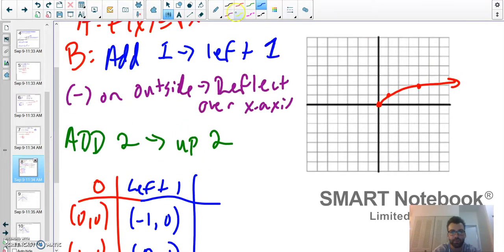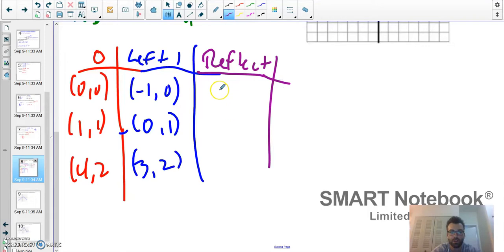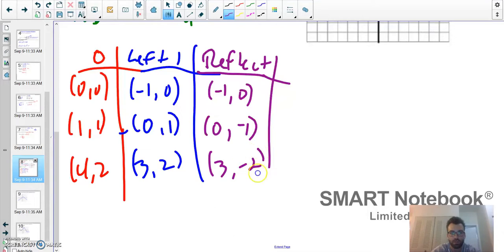Okay. Negative on the outside means I flipped it. I flip it over my x-axis, or reflect over my x-axis. So all we're doing is changing the signs of all of our outputs. Our inputs don't change, so our x values don't change here, but our outputs, our y values, all become the opposite.